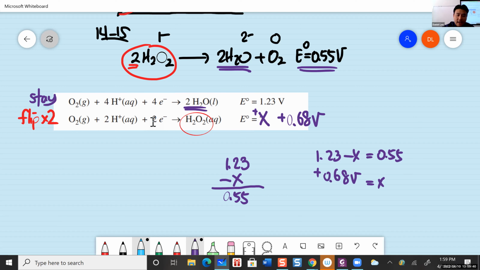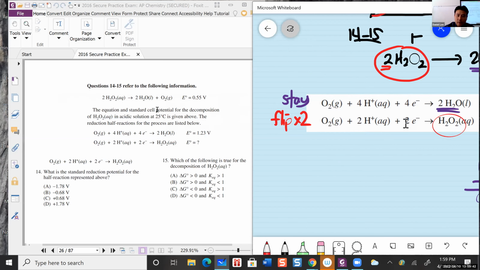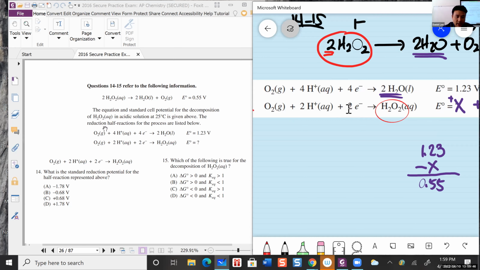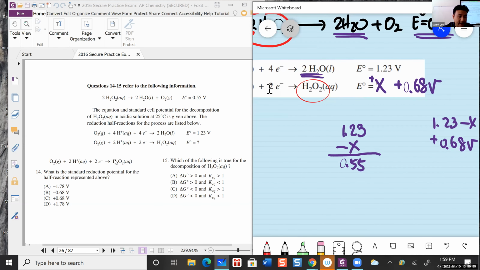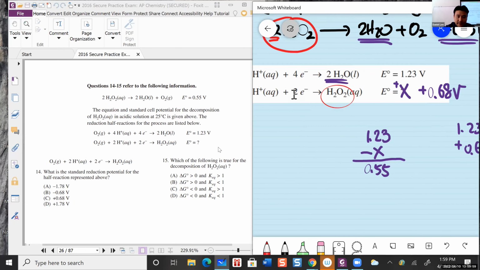Now we're almost there. Let's see what the question wants. If you look at the question, it wants you to find number 14. What is the potential for this reaction? So we got 0.68, right? So the answer is C. Not negative, okay? So positive. So 14 is C, okay? That's the work.